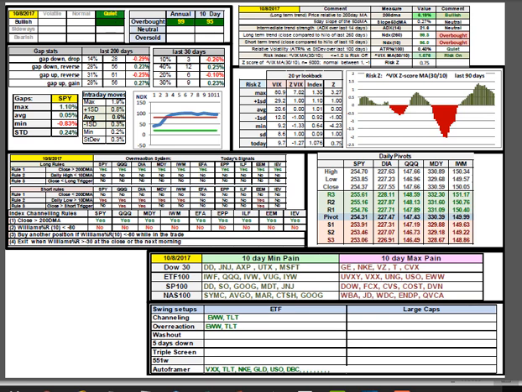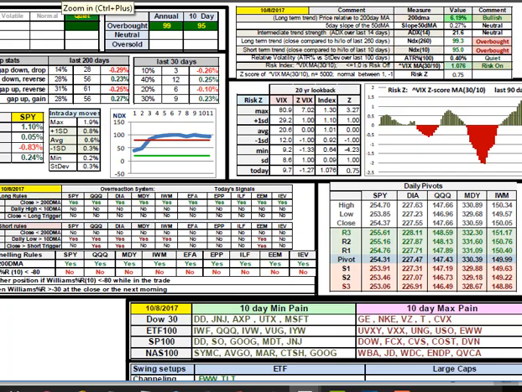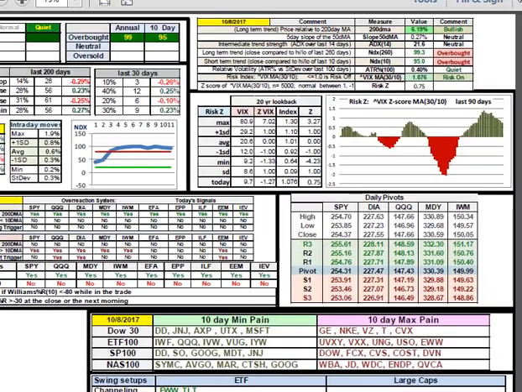I also look at some of these other indicators. Let me try zooming that in for you a little better. I look at all of these. It's too long to cover each one in detail, but all of these elements of the market mosaic give me insights into various market conditions.